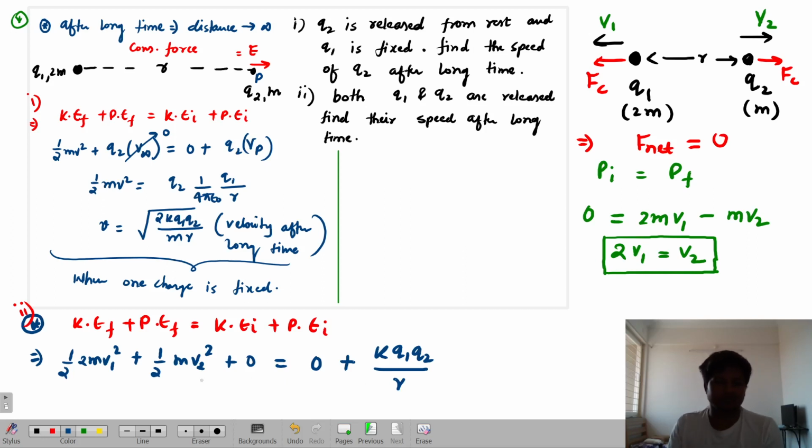Now you replace one of v1 or v2. First time you replace v1, second time you replace v2, and then you will get the velocities v1 and v2 after a long time. Are you able to get me or not? Got it. So this is the way you solve it. Always remember this is the way we are going to solve it. Right or not?